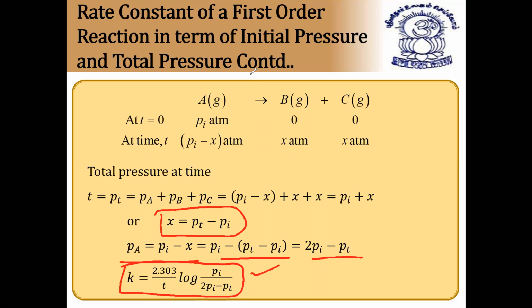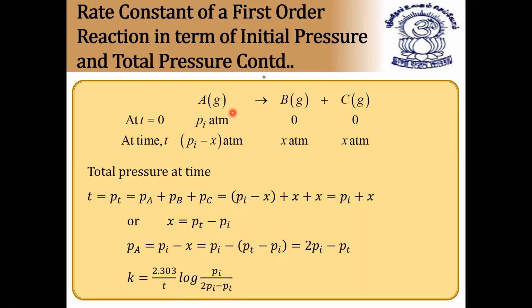So let us see the numerical on this. So this formula, please remember all of you. How we got 2Pi minus Pt, I hope it is clear. So pressure of A is equal to Pi minus x, already we know, which is also equal to, since x is equal to Pt minus Pi, that is total pressure minus initial pressure. So Pi minus (Pt minus Pi), that is 2Pi minus Pt. That is the pressure of A after time t seconds. So they'll ask questions on this.